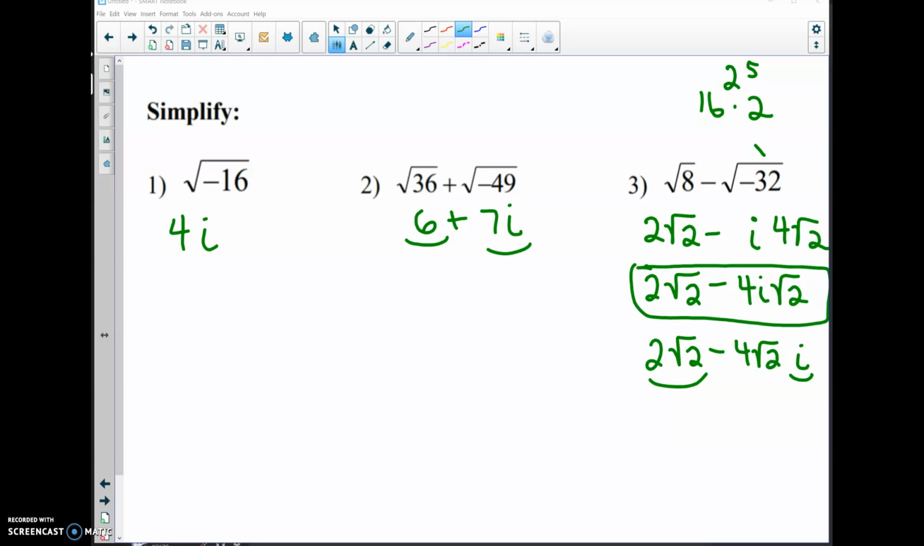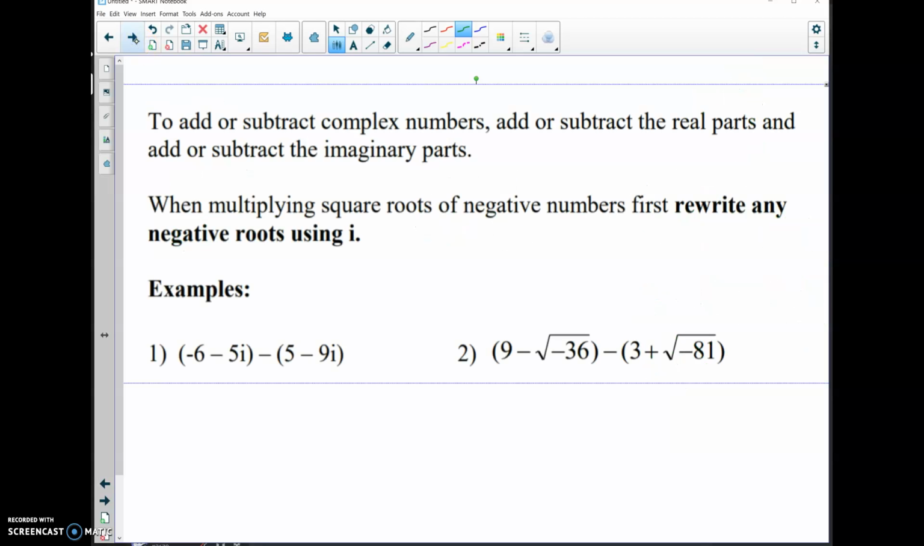All right, so that's for simplifying. Now let's take a look at some operations, which you guys had learned yesterday. All right, so adding and subtracting. Let's look at adding and subtracting complex numbers. Yesterday you guys looked for patterns to see how the operations worked.